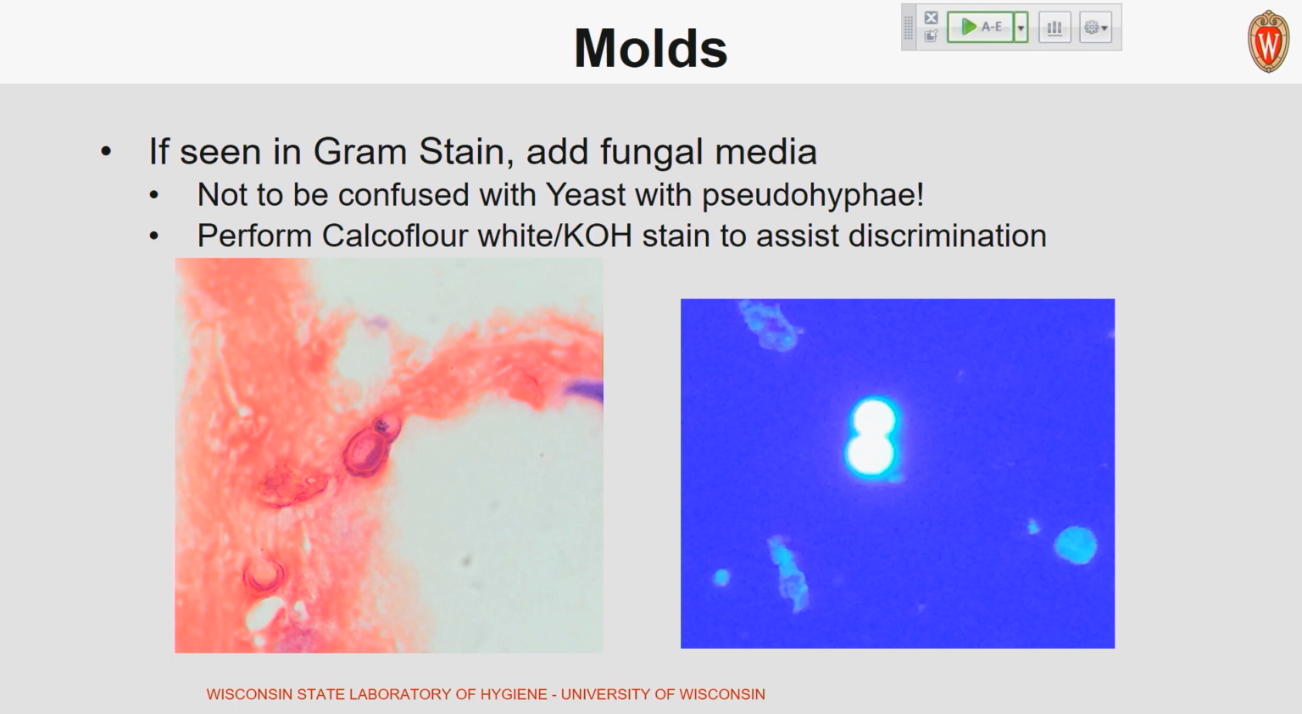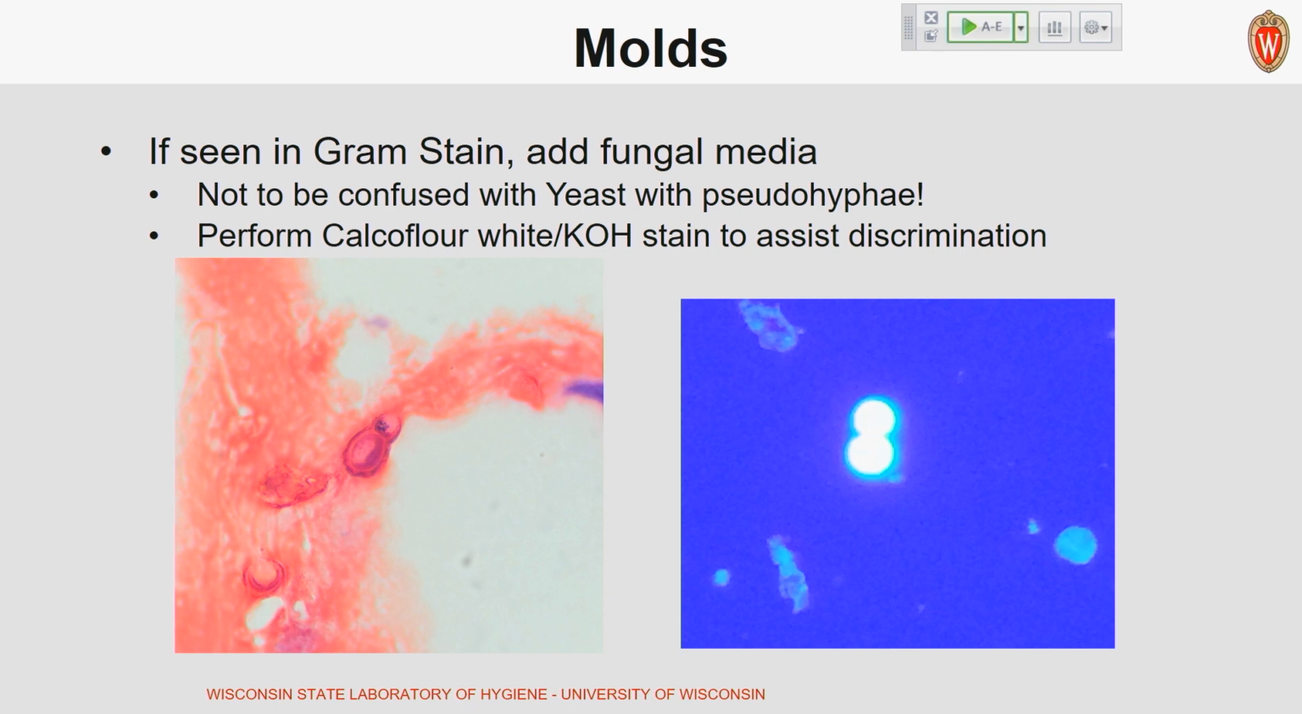So looking at molds, if you're seeing something in a gram stain, it is a good indication to add some fungal media. Not to be confused with yeast, with pseudohyphae. That can be something that can trip up some of the newer microbiologists or those who are infrequently performing gram stains or calcifluor white stains.